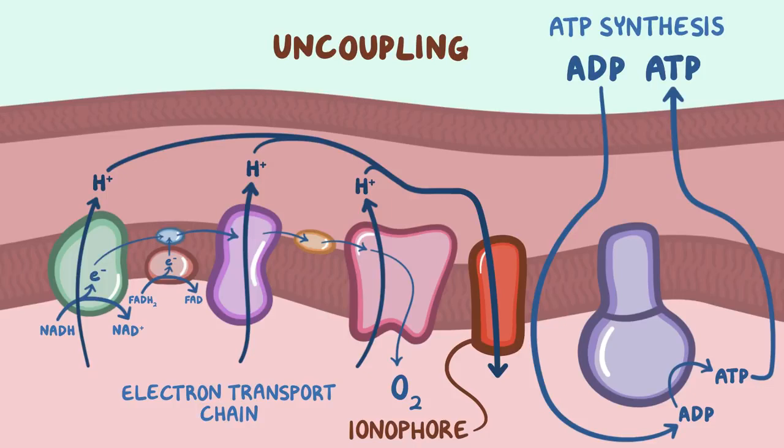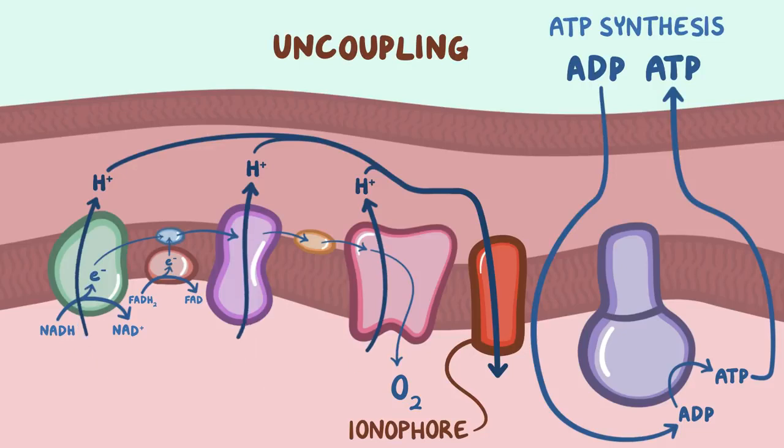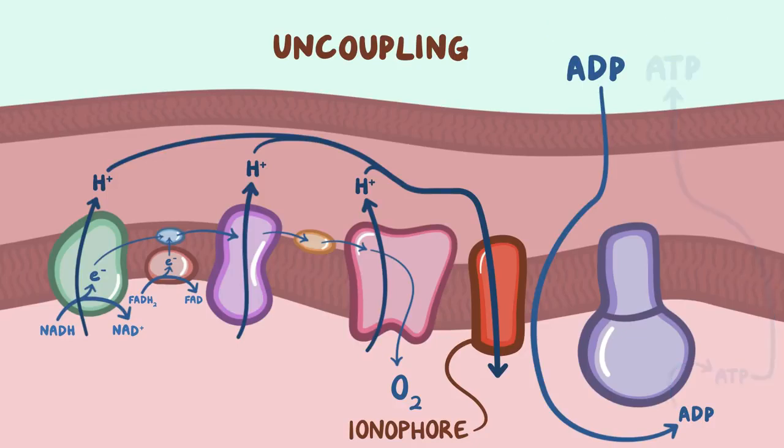Uncoupling agents dissipate the proton gradient created by the complexes. And because the protons enter back into the mitochondrial matrix with the uncoupling agent instead of through the F0 component of ATP synthase, F1 isn't able to phosphorylate ADP to make ATP.